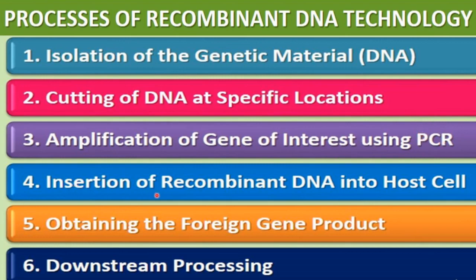After that, insertion of recombinant DNA into the host cell. After amplification, we need to transfer that recombinant DNA into the host cell so that it can be expressed in the host cell. After expression, the next process will be obtaining the foreign gene product from the host cell, right? And then we use downstream processing.